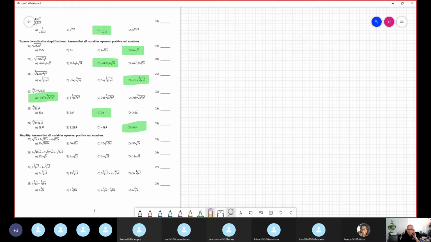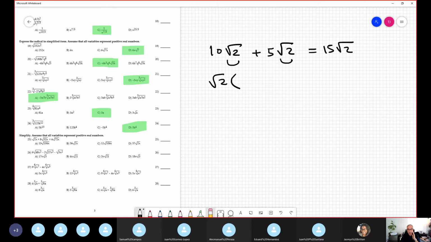Suppose we have 10 radical 2 plus 5 radical 2. Well, this is 15 radical 2. Where does that 15 come from? I can see that radical 2 is a common factor. You factor out, open parentheses, you put 10 plus 5, and 10 plus 5 is 15, and we come back to this. So this situation is perfectly valid when the radical is the same.